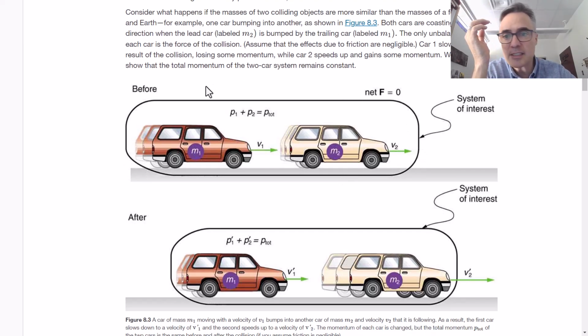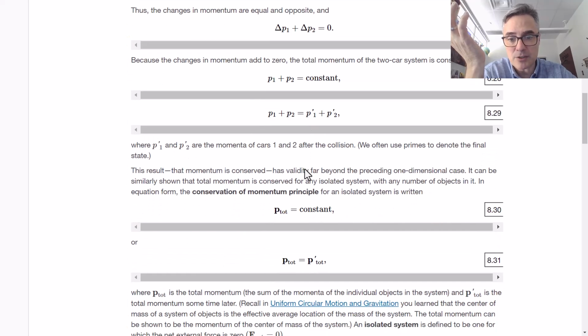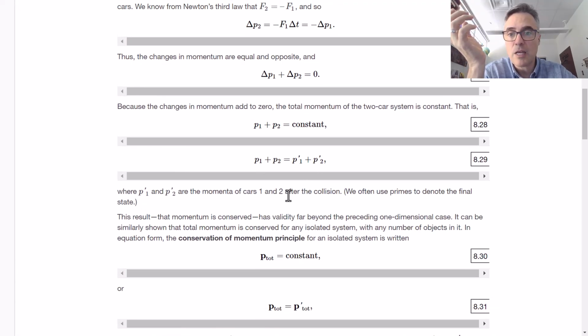You say the system of interest is both cars. In that case, the external forces during this collision are kind of negligible. You've got a big forward force on M2 and a big backward force on M1 because they're equal and opposite forces during this collision. So there's no net force on the system during that collision, and so there's no change in momentum. That's when you would say P1 plus P2 is constant. The initial and final P1 plus P2 are the same.